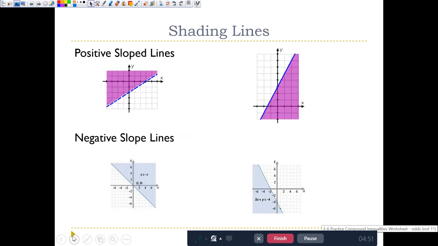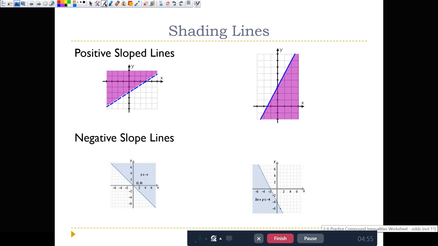Alright, so this is a dashed line, so it does not include the equal symbol. And it's shaded above, so that means it's going to be greater than. So this is a solid line, so it includes the equal to sign, and it's shaded below, so it's less than.